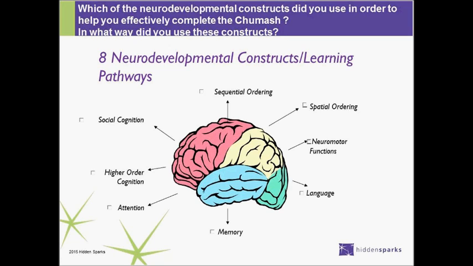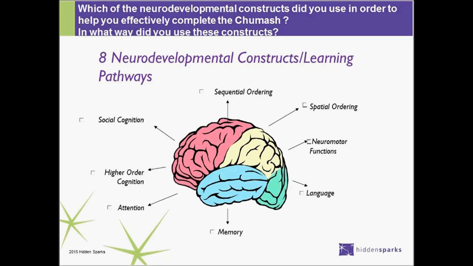Now, I see that we have a couple of additional comments from those of you who chimed in, and we appreciate that. What we have here is sequential ordering, language, memory, and attention from Yael. From Rivka, we have language, memory, higher order cognition, and neuromotor function. From Dahlia Weiss, we have all of them. From Maggie Silver, memory, language, higher order cognition, and attention. Thank you for chiming in.